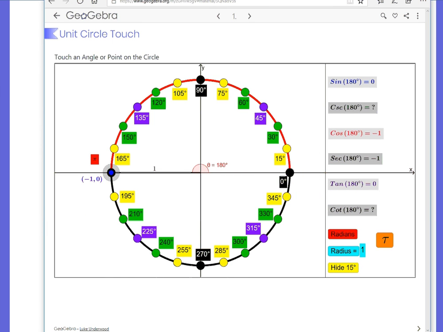All right. If you have any other questions about this lesson, converting from degrees to radians, let me know.